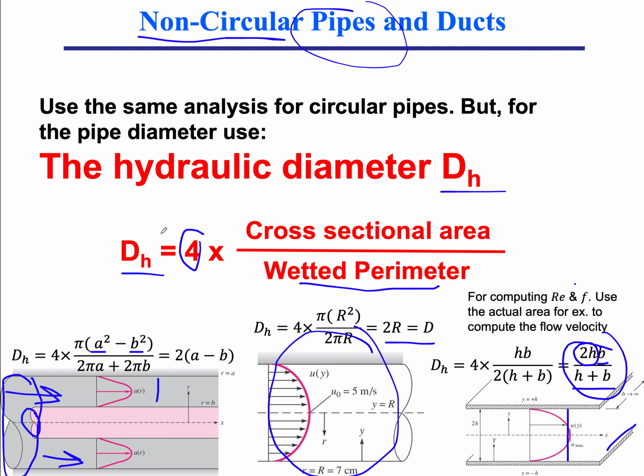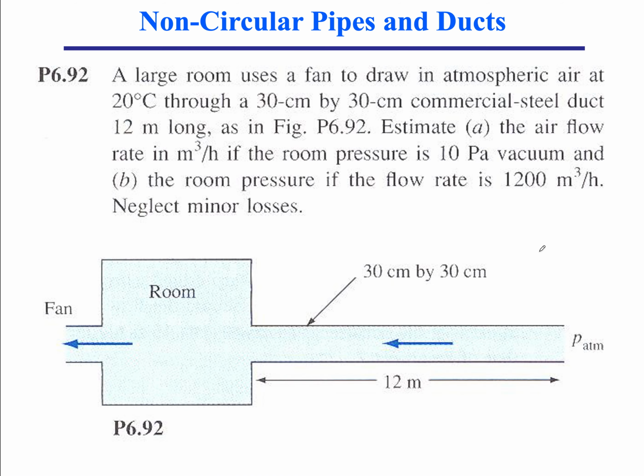So the hydraulic diameter, we only use it with the Moody Chart, with the formulas for Reynolds number and the friction factor, as well as we should add here the epsilon over d. So in the Moody Chart, this d would be the d hydraulic. The Reynolds number Re, the diameter in there should be the hydraulic diameter. But when you're computing the flow velocity, being the volumetric flow rate divided by the area, you take the actual cross-sectional area when you're computing the volumetric flow rate.